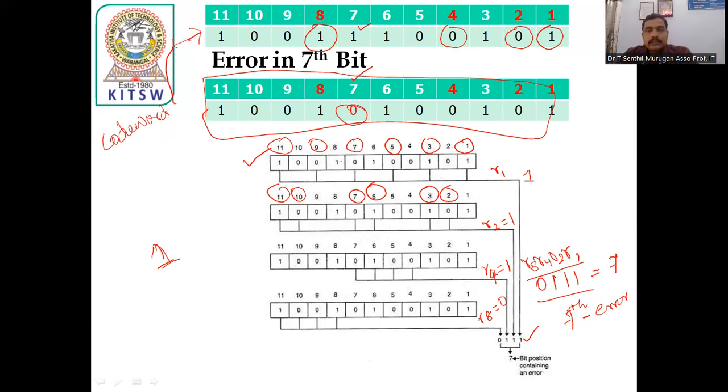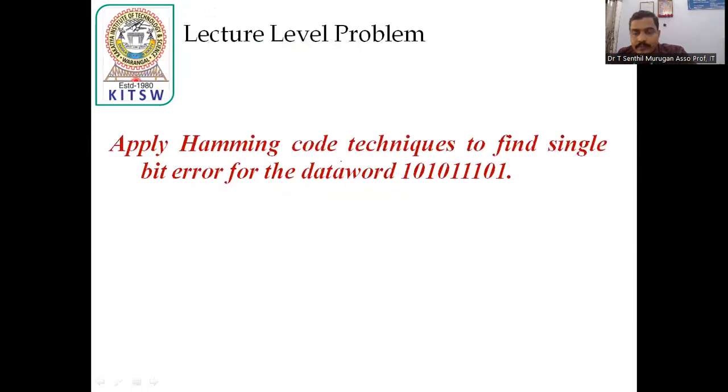Now we have completed the Hamming code method of identifying the error for the single bit error concept. Now I have given a data word; you have to apply the Hamming code techniques and identify where the error is. After converting this data word, how many redundancy bits are required? After adding the redundancy bits, assume some error is there in the data word. For example, instead of 1 it became 0, then check on the receiver side whether you identified the correct position or not. This is for lecture level problems.